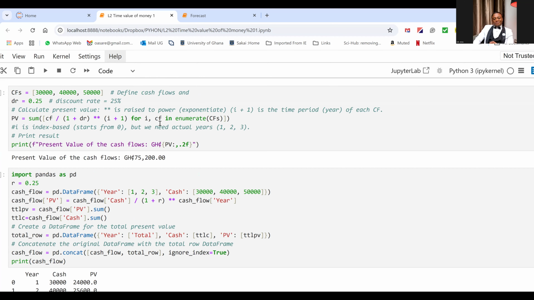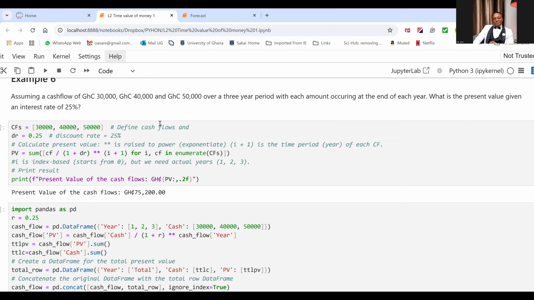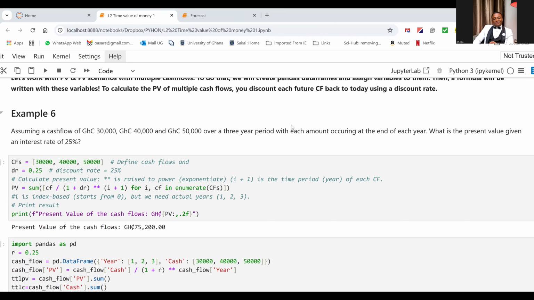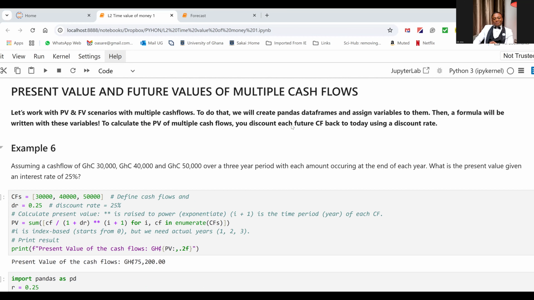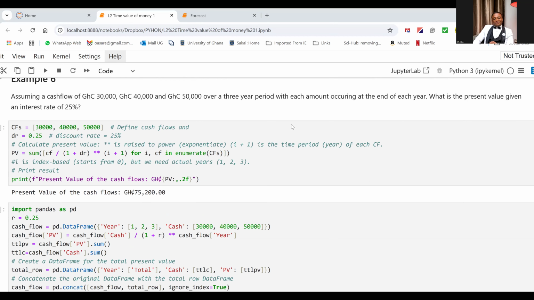Let's see. So you want more money, eh? It should come down. Yes, Doc, and that's what we have. It was 75, and it has now come down to 60. What they want is a reason why it has come down. Because we are discounting at a higher rate. Exactly.